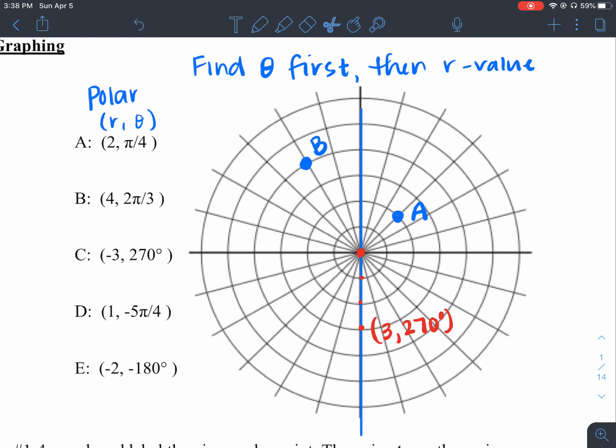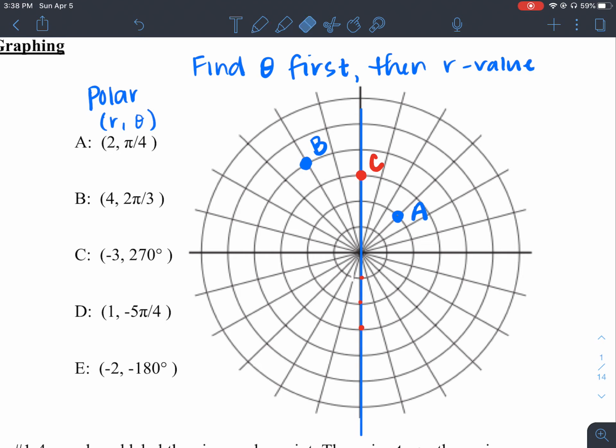For us to have negative 3, comma 270, we're going to go in the backwards direction. So instead of starting at the origin and moving down towards that south point, we're going to go backwards. So we're going to go 1, 2, 3. That's going to give me my point C up there.